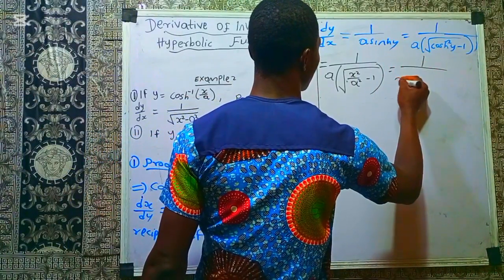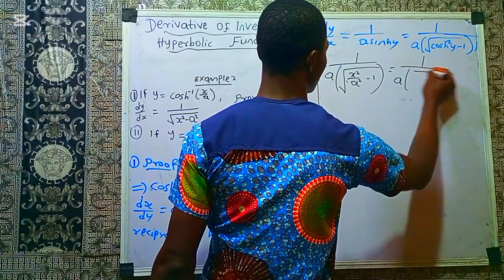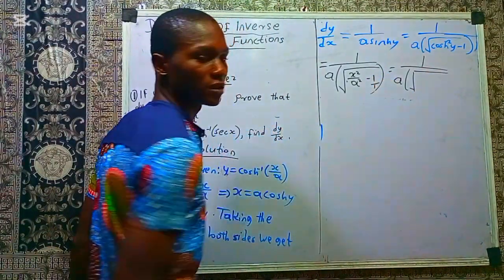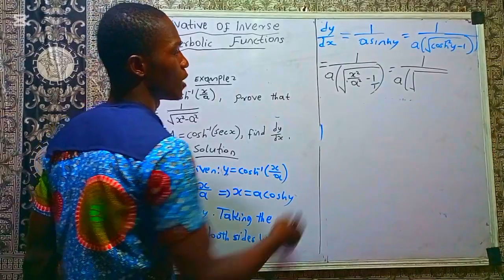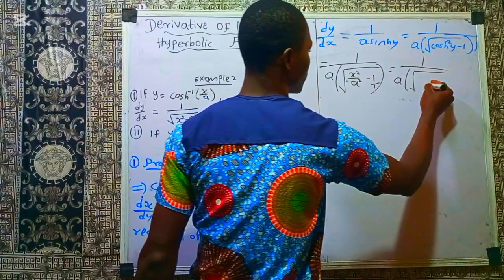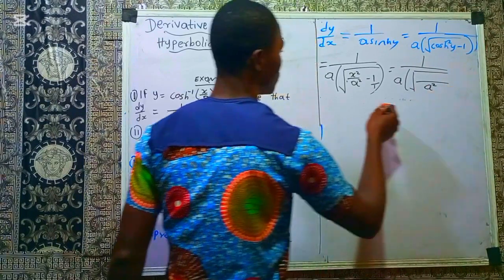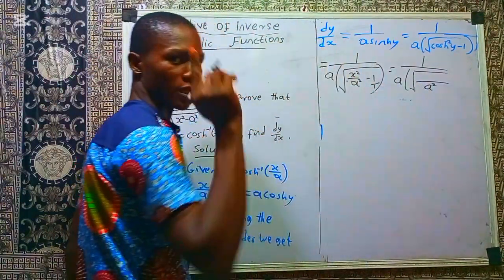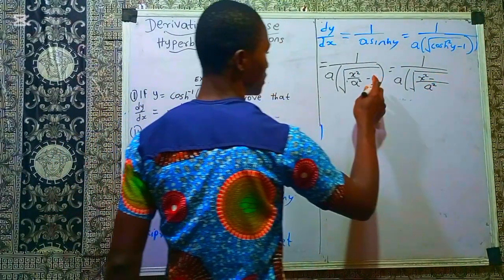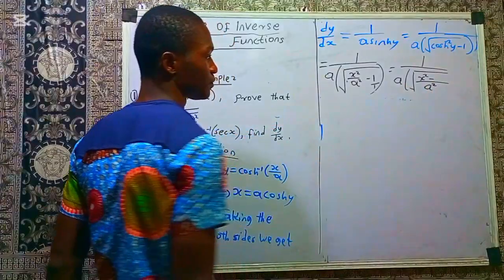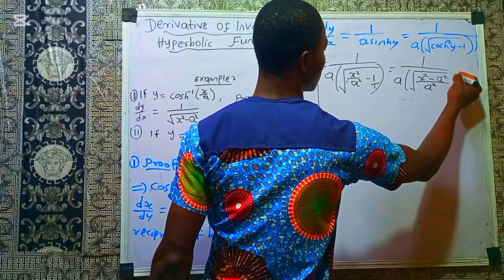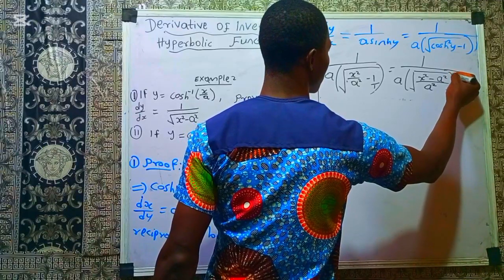1 over a into square root of, so 1 is written as 1 over 1, isn't it? So what's the LCM? The LCM of a squared and 1 is a squared. So a squared divided by a squared, 1, multiplied by x squared, we have x squared. Minus 1, a squared divided by 1 is a squared, multiplied by 1, we have a squared.